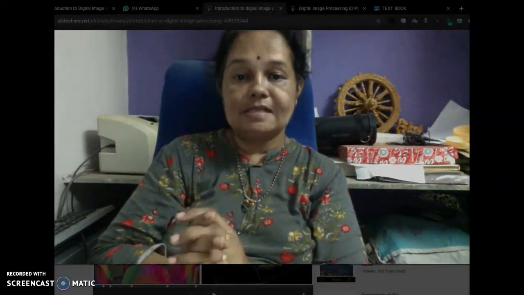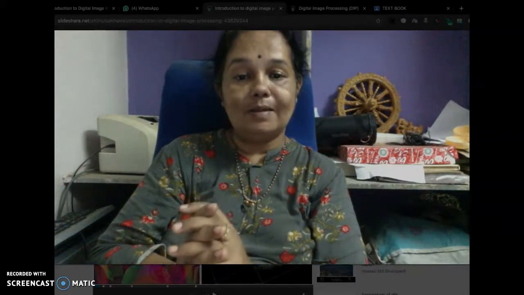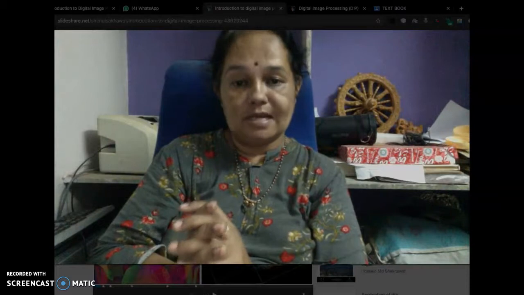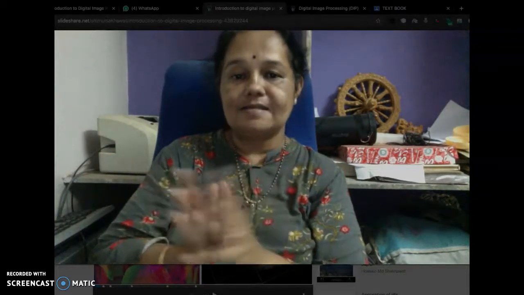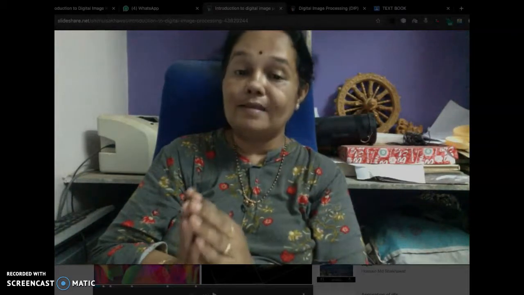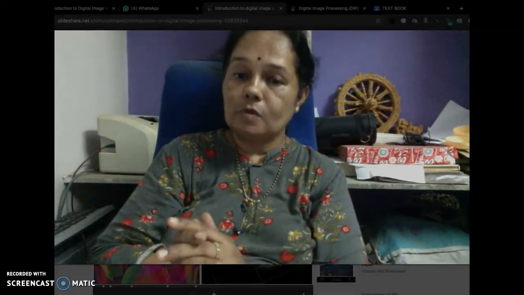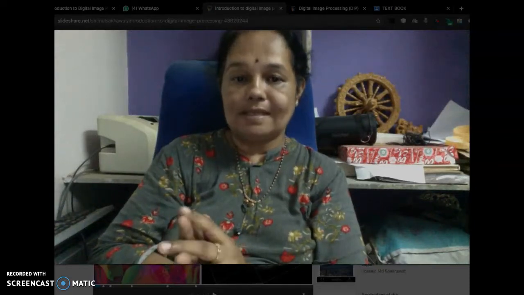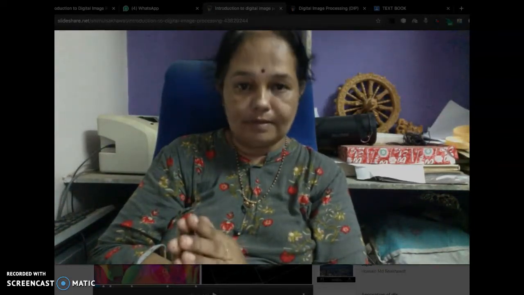This is the line you find in the beginning of our textbook written by Rafael Gonzalez. It is the starting sentence of the textbook: a picture is worth more than 10,000 lines. So the picture, or image, and its processing is that important.